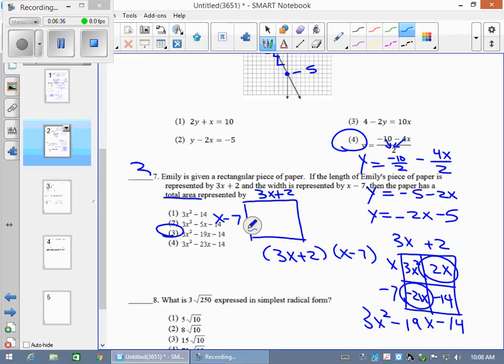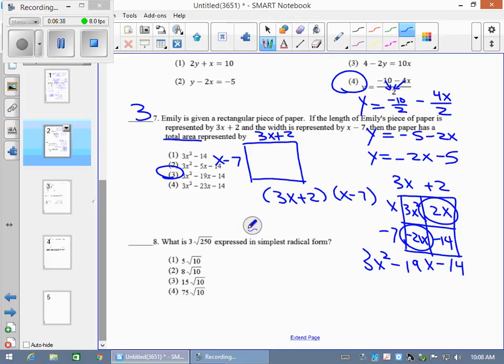Taking a look at number 8, we want to simplify this radical. So we want to find the largest perfect square that divides evenly into 250. So that would be 25 times 10. So 25 is a perfect square, so that becomes a 5. So now I'm going to multiply the 3 times the 5 to get 15 radical 10, which is the correct choice.